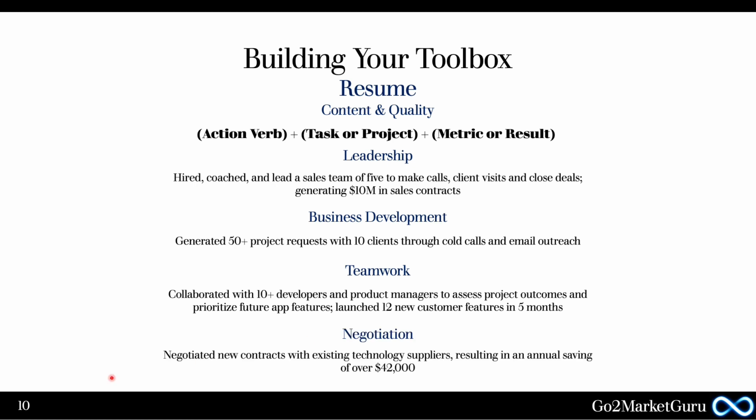And then lastly, negotiation. We'll do this one together. Negotiated new contracts with existing technology suppliers, resulting in annual savings of over $42,000. Action, task, result. Pretty clear structure. Now we'll move on to skills and customization.